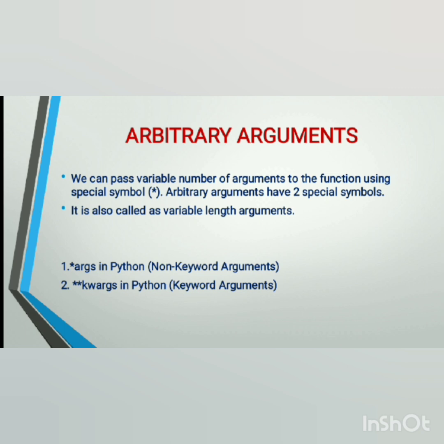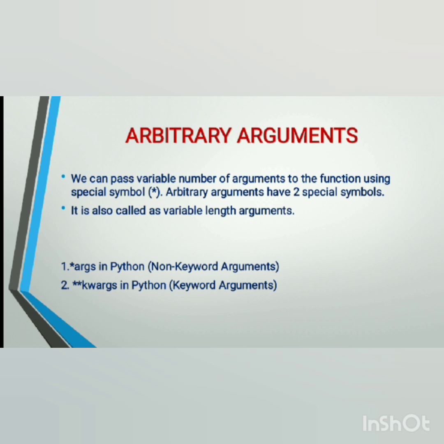So in arbitrary arguments, we can pass a variable number of arguments to the function using the special symbol called star. We can use this special symbol in two ways. This arbitrary argument is also called a variable length argument. There is another name for arbitrary arguments, that is variable length argument.